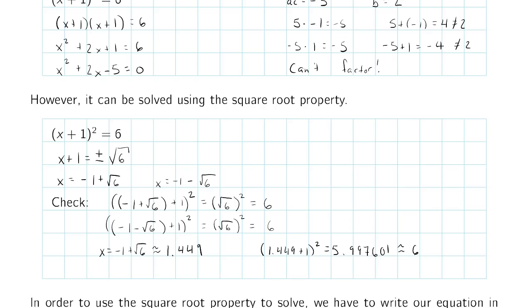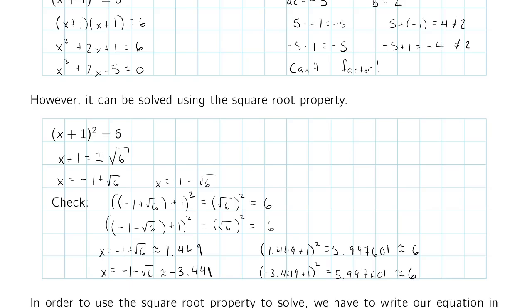On the other hand, if x is -1 minus root 6, that's approximately equal to -3.449. And if we have -3.449 plus 1 squared, oh, that again gives us 5.997601, which is also approximately equal to 6.